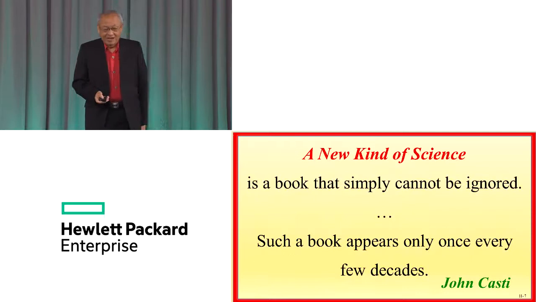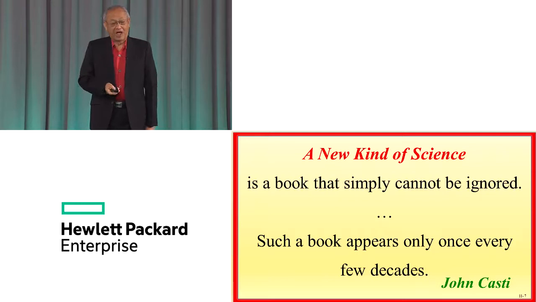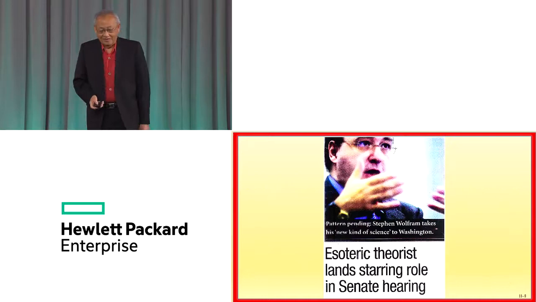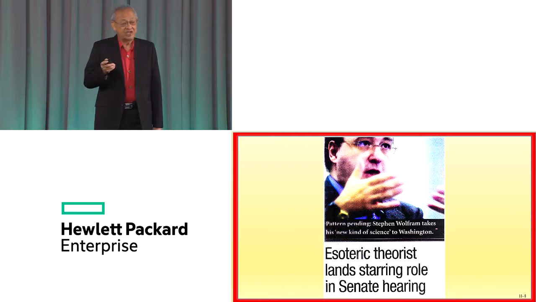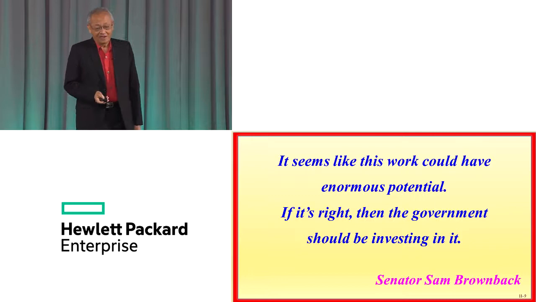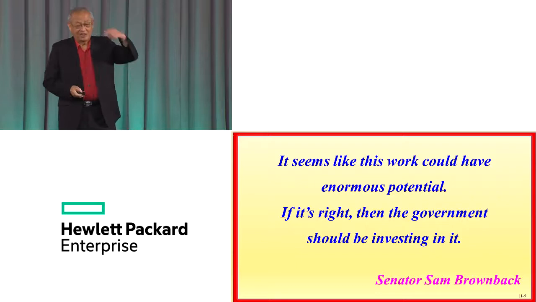And there were many favorable reviews. One of them, from John Casti, said that A New Kind of Science is a book that simply cannot be ignored. Such a book appears only once every few decades, and I completely agree with that review. In fact, this book, when it first came out, created so much noise that the only example I knew was that an academic was invited to Washington, D.C., to a Senate hearing. The chairman of that hearing was Senator Brownback. Some of you may remember he was one of the Republican candidates for president in the 2008 election. He didn't make it, but he was that person. So he was quite convinced.